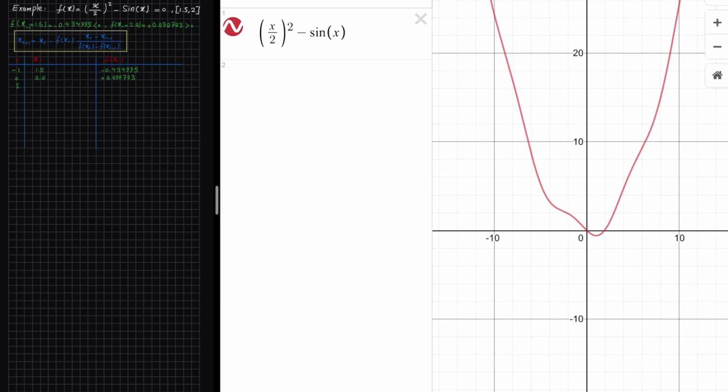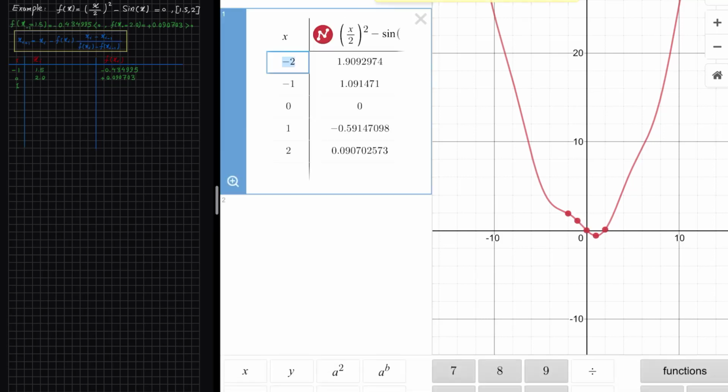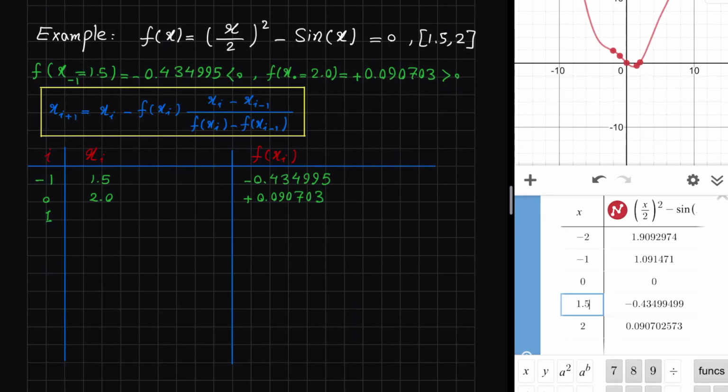We want to have the values of f(x) at different points, so we are interested in the value of this function at different x values, so we use this table here. We have points 1.5 and 2. We already have these values, as we can see. So this table helps us to obtain the value of f(x) at corresponding x values. But we want to see and obtain the new x using this equation.